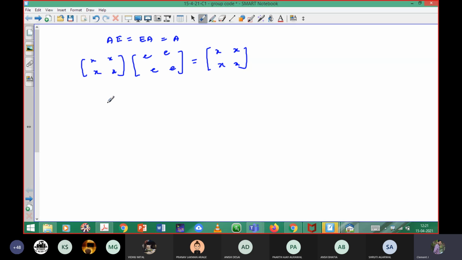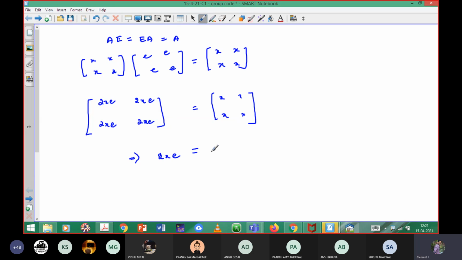So here let me determine the multiplication between these two matrices. I will get xe plus xe, so that is 2xe. Likewise 2xe, 2xe, 2xe. On the right-hand side I can keep the same values x x x x. Since both matrices are equal, I am allowed to equate each element. So certainly I can say 2xe equal to x. Then x gets cancelled, and E equal to 1 by 2 will be the answer.